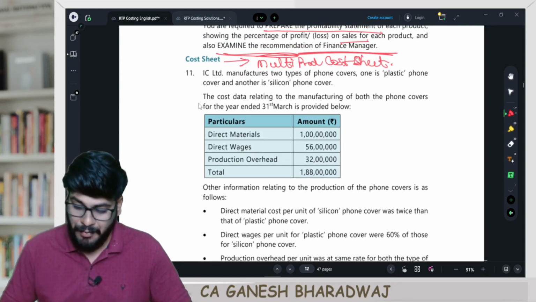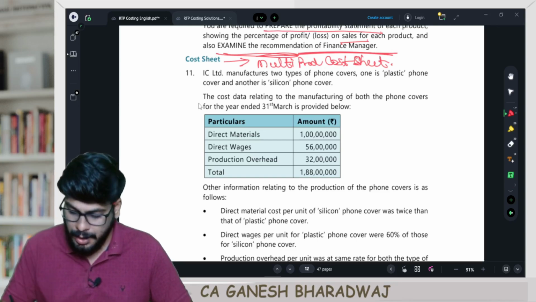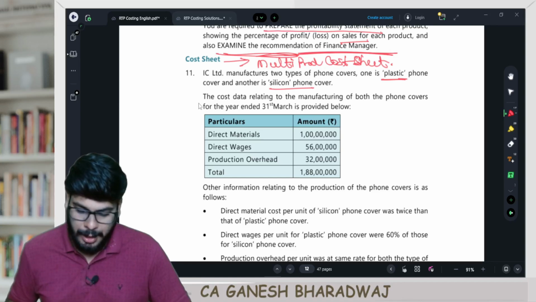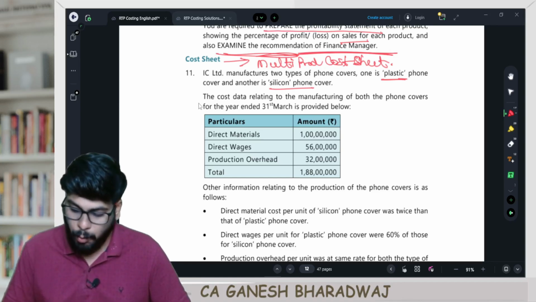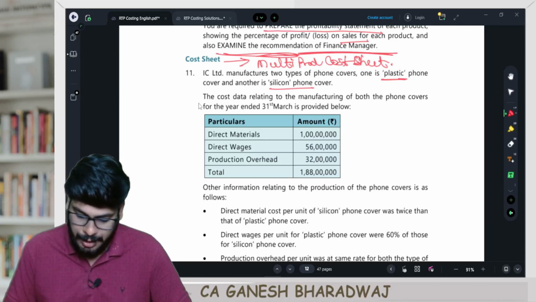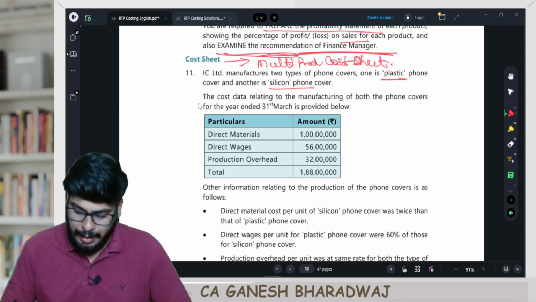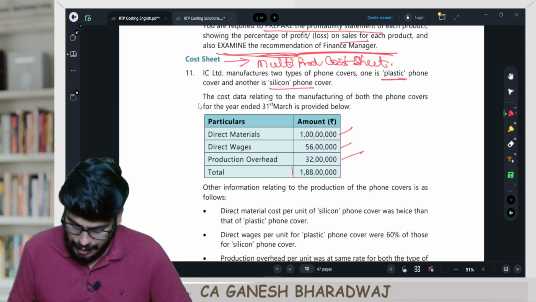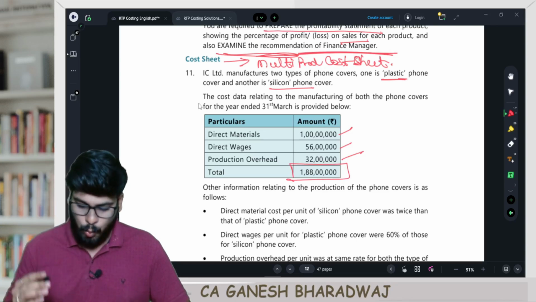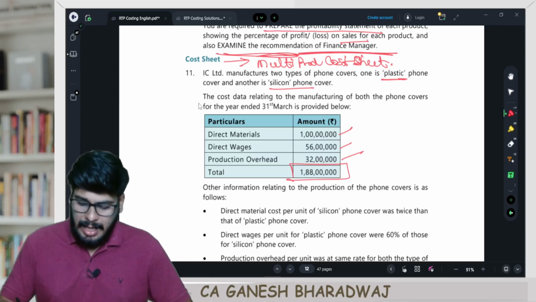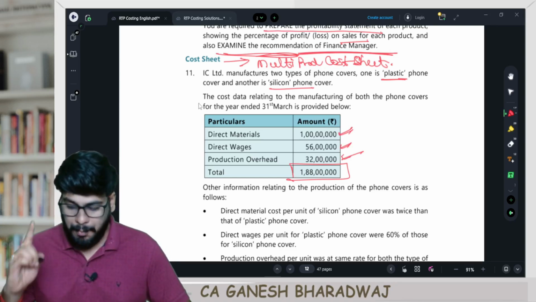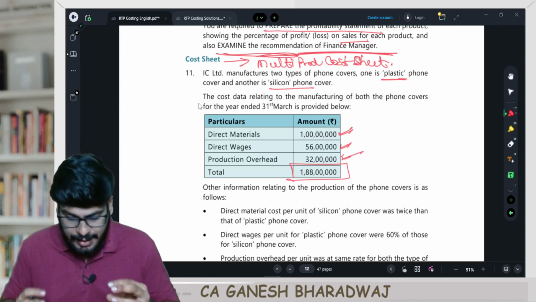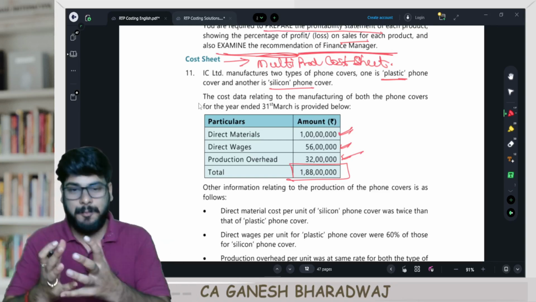IC Limited manufactures two types of phone covers. One is plastic phone cover and the other one is silicon phone cover, right? The cost data relating to manufacturing of both the phone covers for the year ended 31st of March is given below. The direct material 1 crore rupees, direct wages 56 lakh, production overheads 32 lakh, and the total cost that they have given here is 188 lakh. Now, these figures are for plastic phone cover or silicon phone cover or for both put together? The answer is these are the costs pertaining to both the products put together, right?